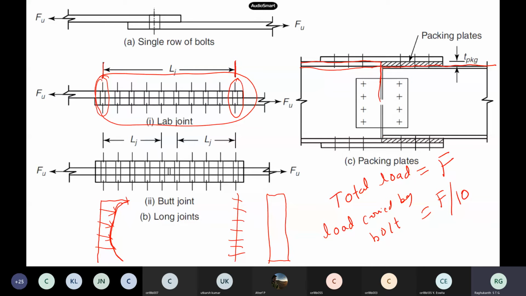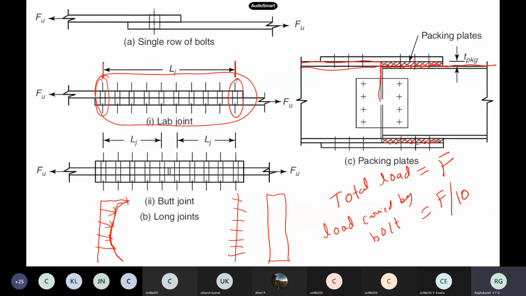So now, to connect it to the main plate, because there are non-uniform thicknesses, I have to provide a packing plate. Of course, it depends whether you want to put the packing plate on the top or bottom, or you can even put half here also. So these packing plates we provide to connect.